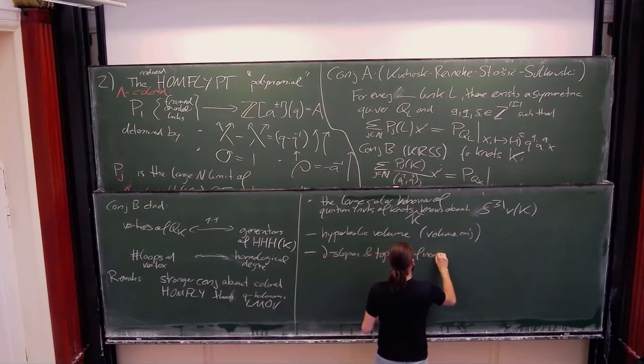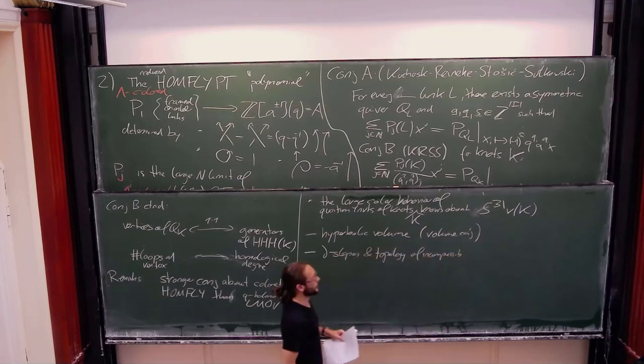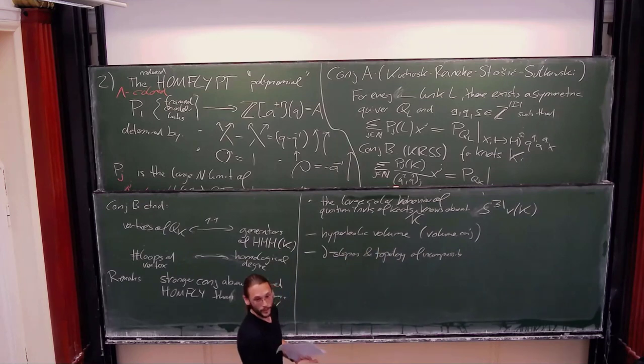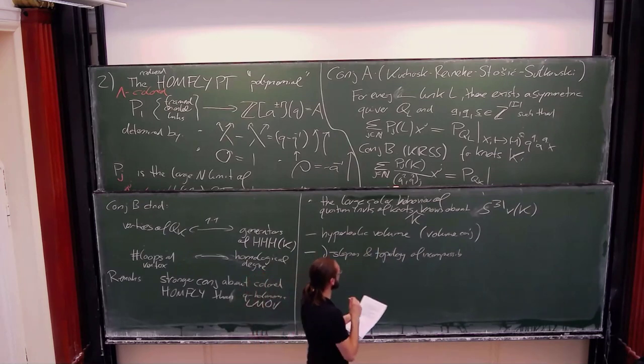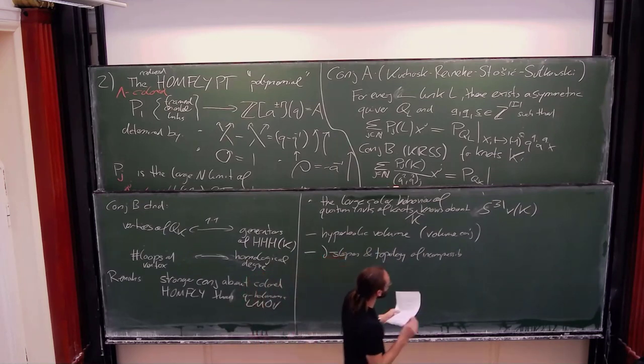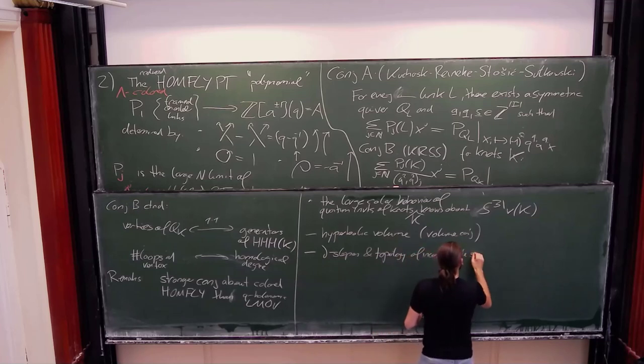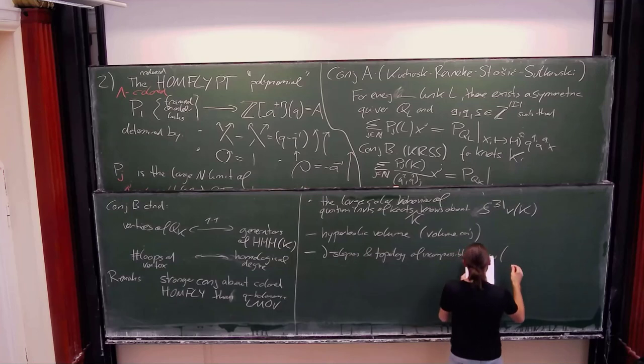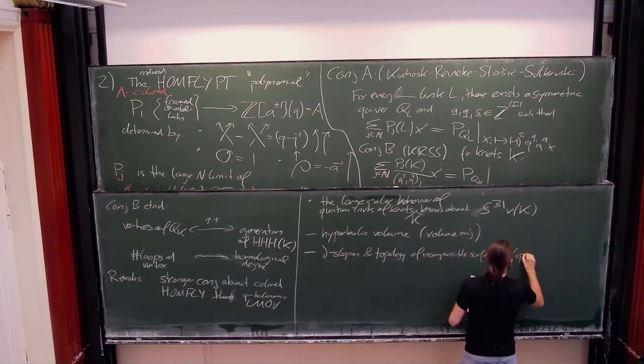What was the first thing you wrote? Knows about... what was the first thing? Hyperbolic volume. Yeah. So boundary slopes and topology of incompressible surfaces in the knot complement. This is known as the slope conjecture, or the strong slope conjecture.